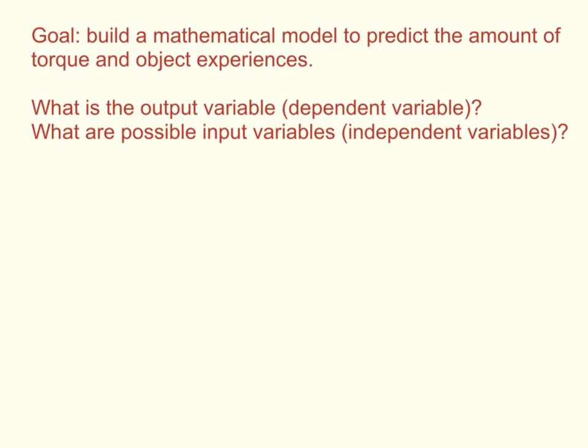Okay, so now we have two basic variables that might affect torque, and our goal now is to build a mathematical model, not just a conceptual one, in order to predict the amount of torque an object experiences. Oh, we got a typo there. Then in order to do that, we're going to set up a little mathematical model diagram so that we can visualize where the variables fit into the process if we were going to do this in an experiment. So I'm going to draw up my mathematical model diagram.